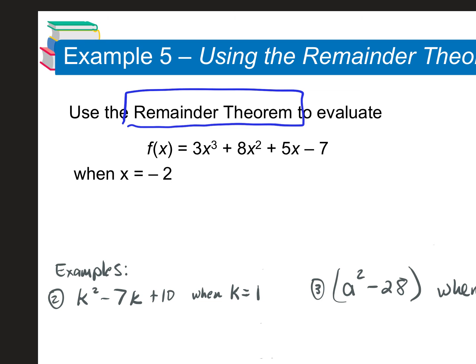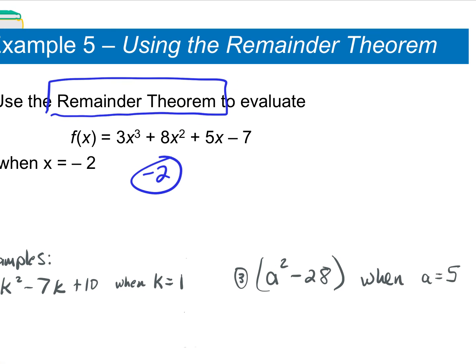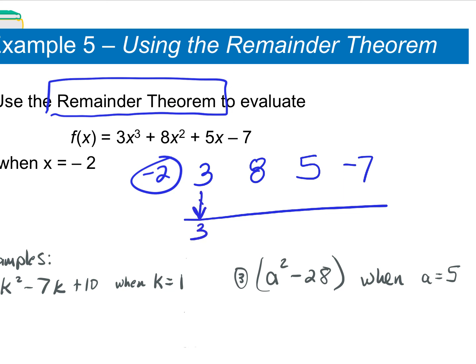Negative 2. So I'm going to put negative 2 right here. You can put it in a square, you can put it in a box. I don't care. But now write out your coefficients. What are my coefficients? 3, 8, 5, negative 7. Not the value of the exponent, but the coefficient. It's okay. You're fine. It's Friday afternoon. I know. Bring down the 3.